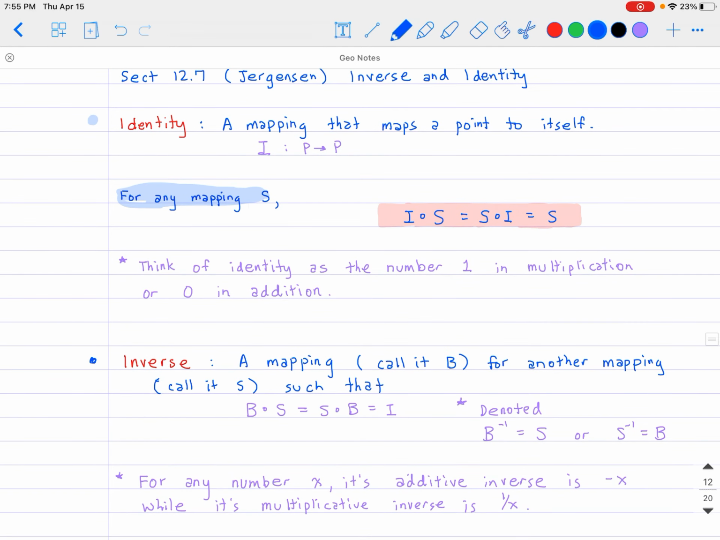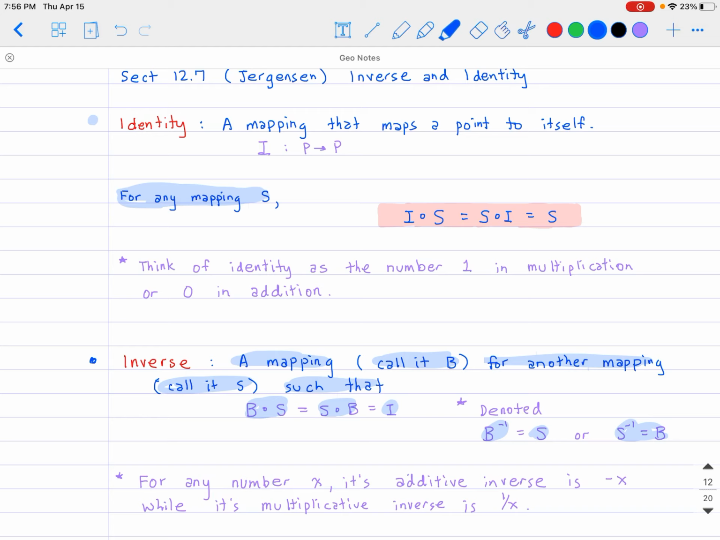So here, let's define an inverse. The inverse mapping is a mapping such that the following is true. The inverse is going to be a mapping, and we'll call it B for right now, for another mapping, call it S, such that the mapping of S then B is the same as the mapping of B then S, and that gives us the identity. The way that we denote it is that S is equal to the inverse of B, so that's B to the negative 1, or S inverse is equal to B.